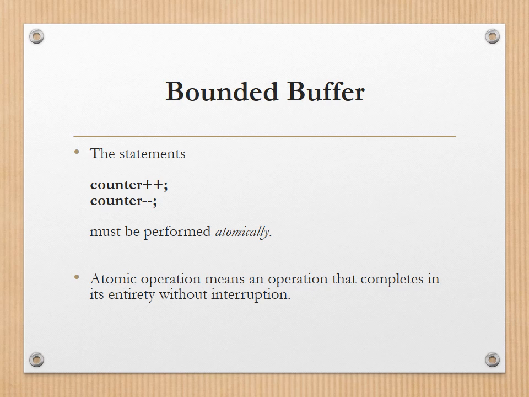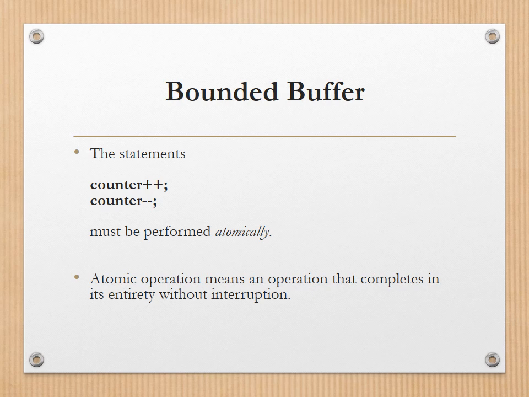The bounded buffer problem is a classic example of inter-process synchronization, where multiple processes, producers and consumers, share a fixed-size buffer. Proper coordination is essential to avoid race conditions and ensure data integrity. Atomic operations in bounded buffer. The statements counter++, incrementing the buffer counter, and counter--, decrementing the buffer counter, must be performed atomically to prevent incorrect updates when multiple processes access counter simultaneously.